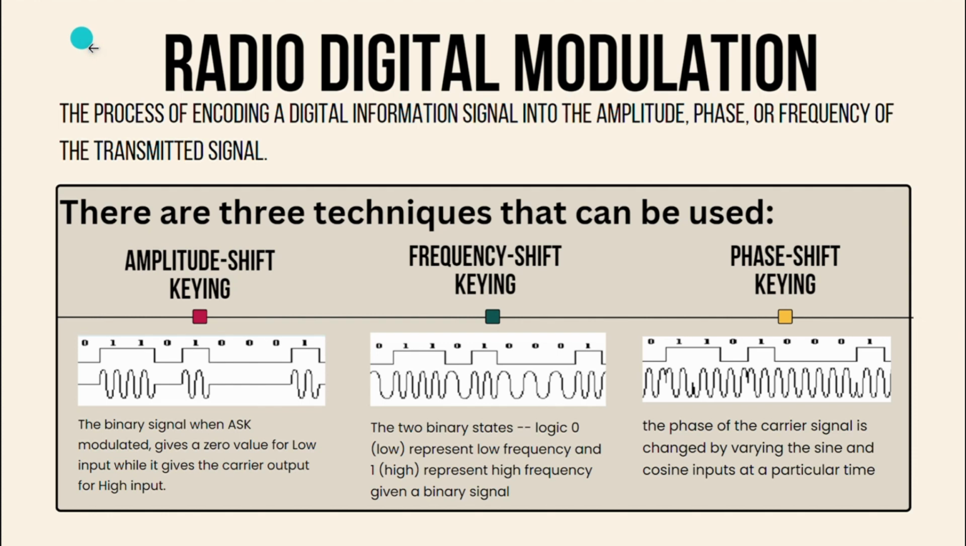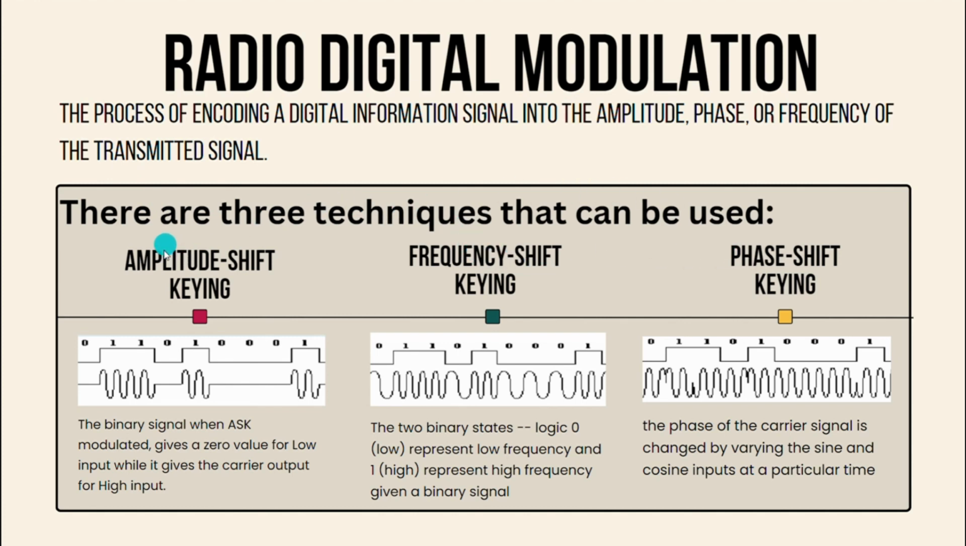What is radio digital modulation? RDM is the process of encoding a digital information signal into amplitude, phase, or frequency of the transmitted signal. There are analog and digital versions of the three modulation types, which are ASK, FSK, and PSK.